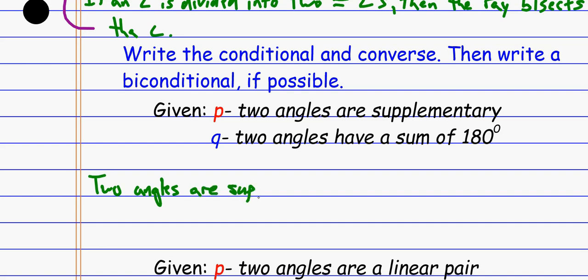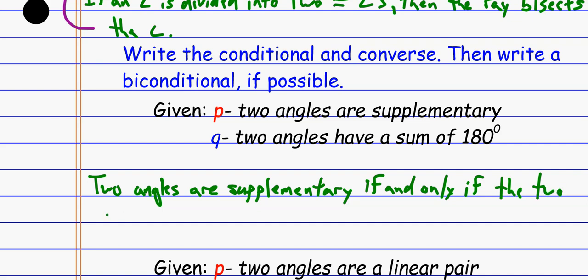are supplementary. And here's that statement, if and only if. And now I write the next statement. The two angles have a sum of 180 degrees. Okay? And so that's that biconditional statement.